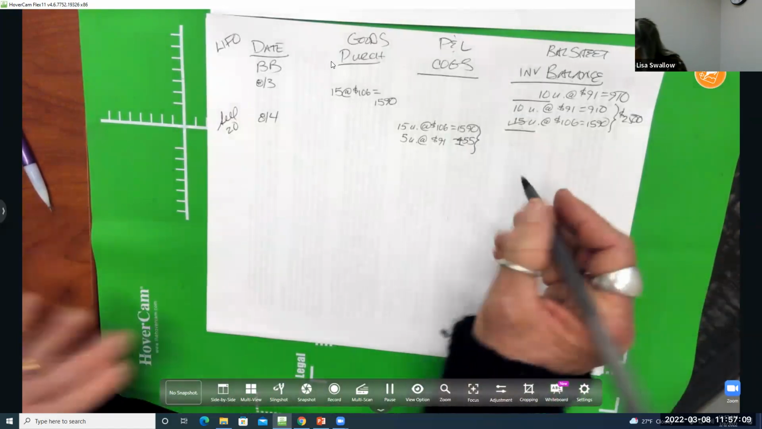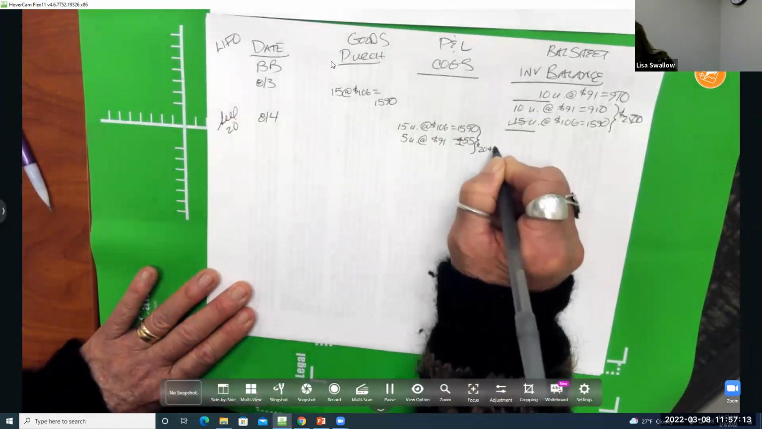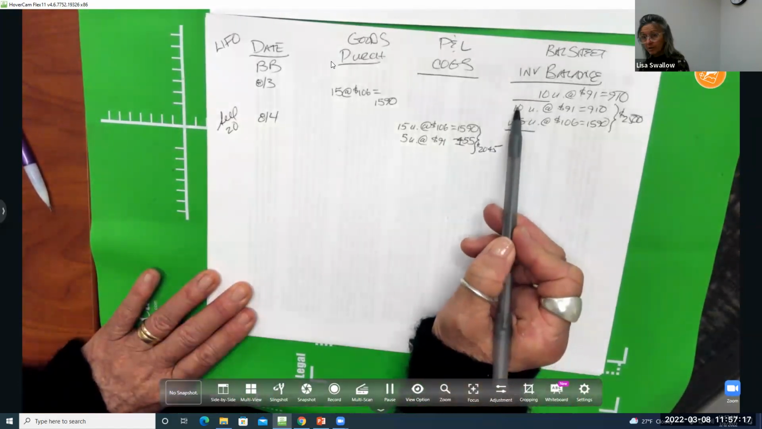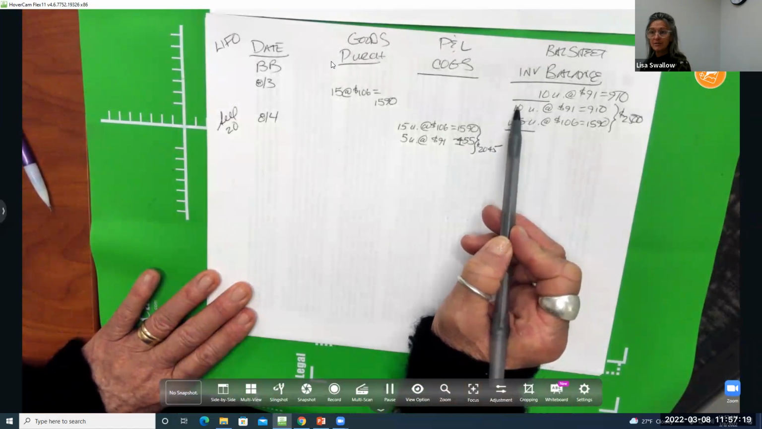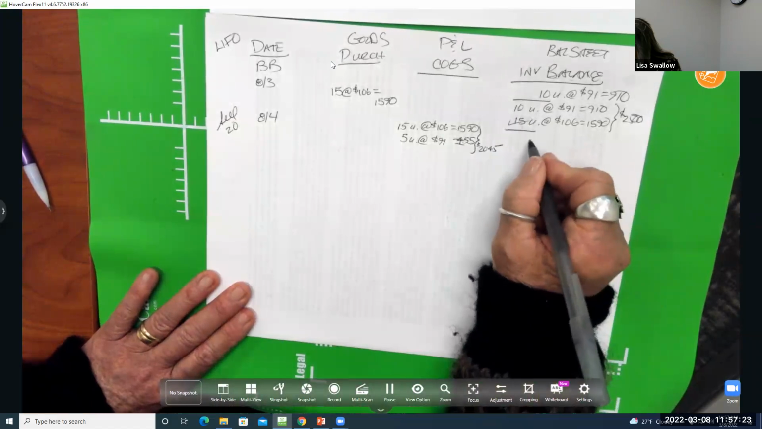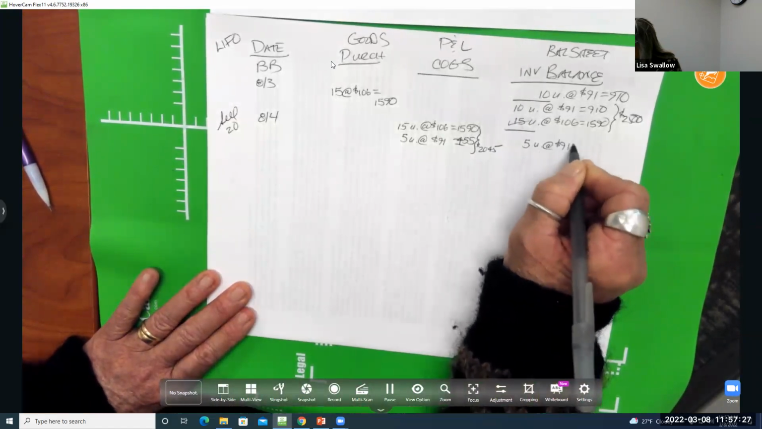So my COGS totals $2,045. What's still sitting in ending inventory? These old 5 units, right? Last in, first out. I sell the new stuff. The old stuff is still there. I've got 5 units at $91 still sitting there.